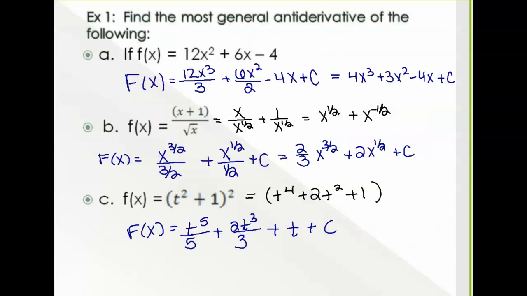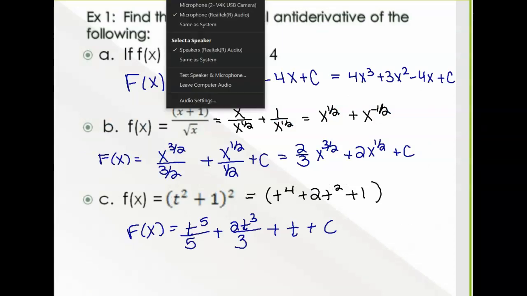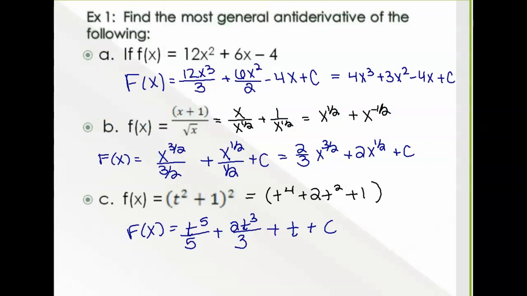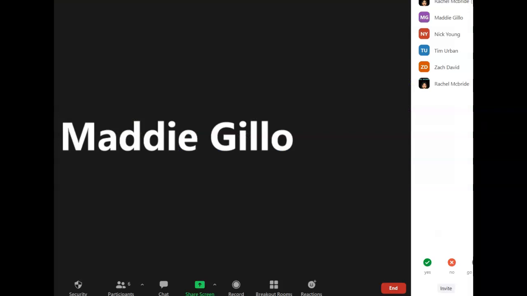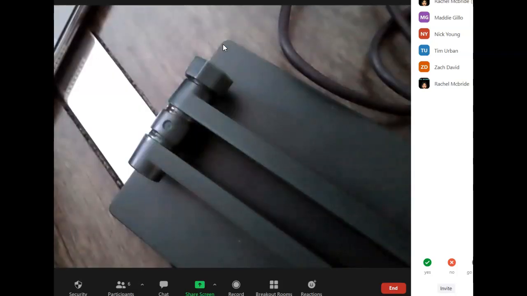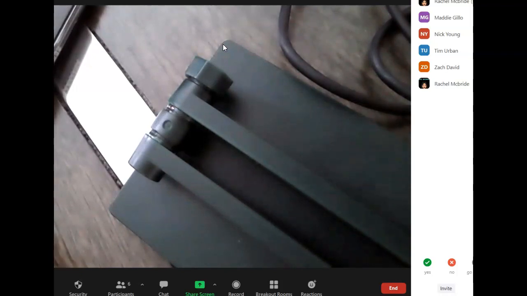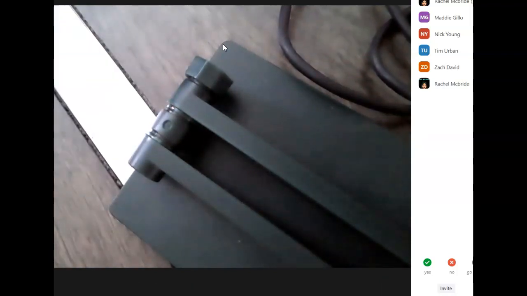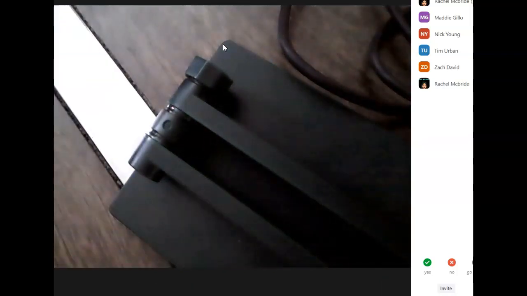Okay, so here's where I'm going to switch over because I don't have my ability to use the iPad. So we're going to switch over to my document camera. We're going to spotlight that for everyone. And I'm just going to do these on paper with you.